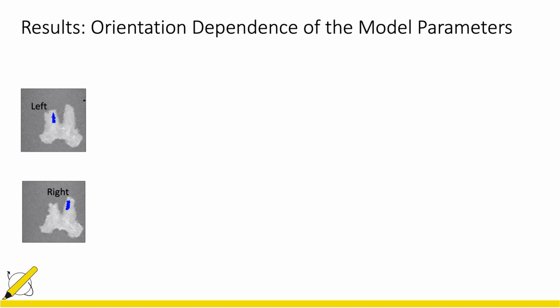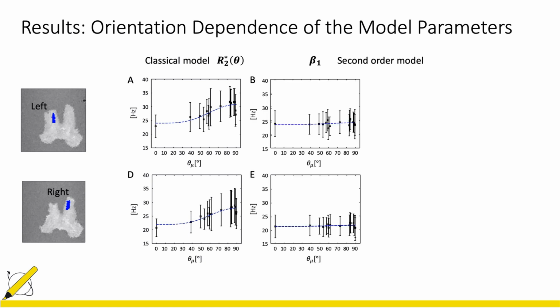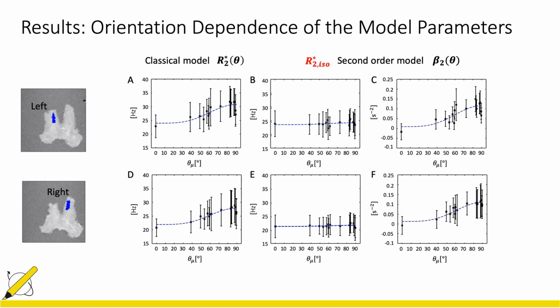For the classical model, we recovered the well-known sine to the power of 4 behavior of R2 star. In contrast, when using the second-order model derived from the HCFM, we found no observable orientation dependence in the first order, which confirmed our hypothesis that at first order we will observe R2 star iso. The second order showed again the known orientation dependence. We further verified our observations by statistical analysis and correlation of the model parameters, which further confirmed our hypothesis.